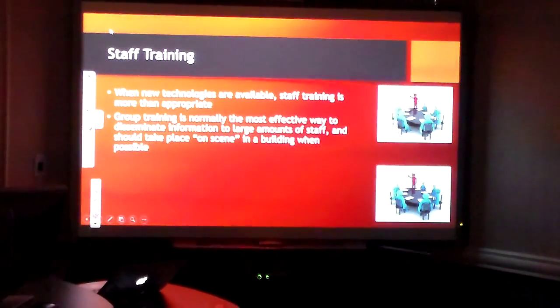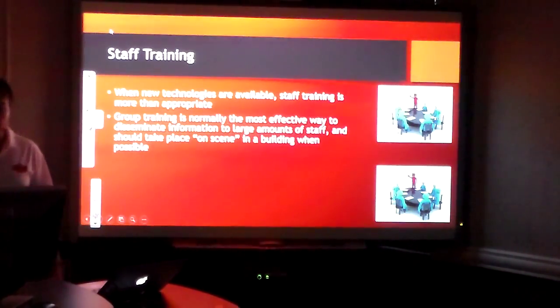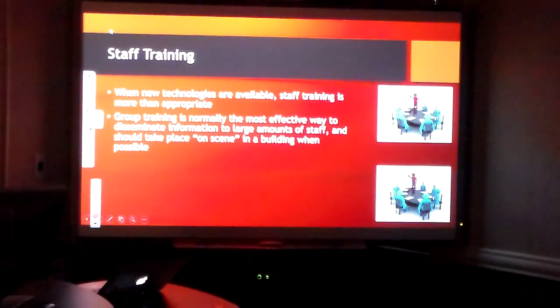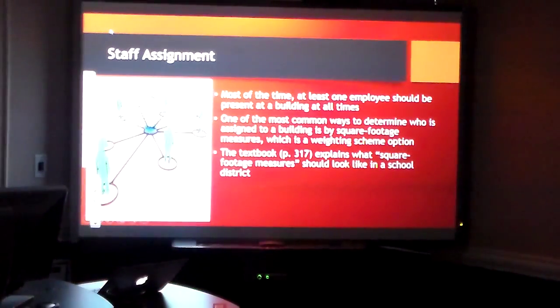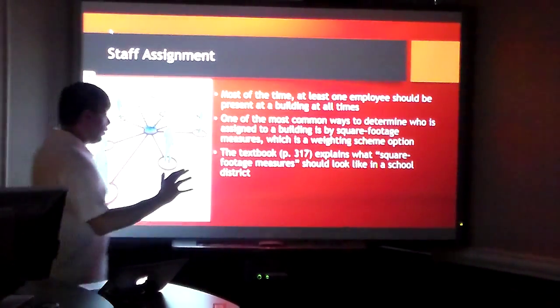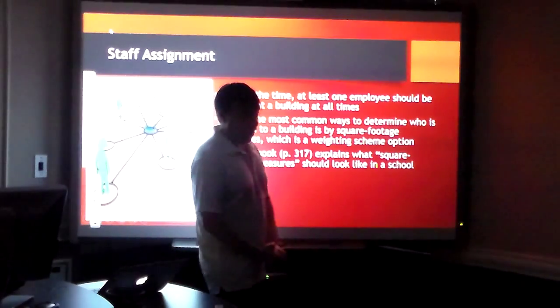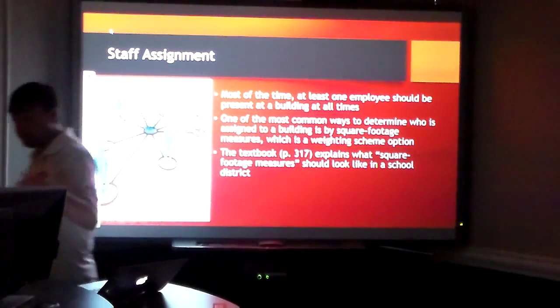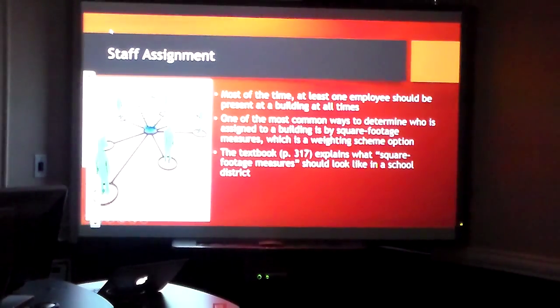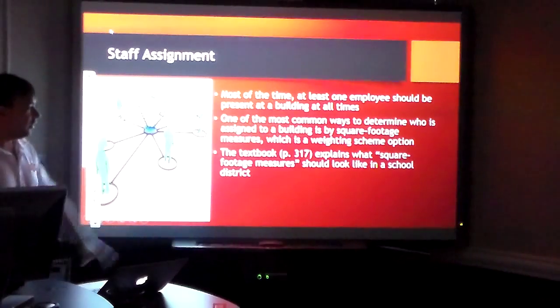If new technologies come, staff training should be done. Group training is normally the most effective way to handle this, but we need to make sure that it's done on scene in a building where this is actually possible to do. Staff assignment. My belief is that one employee has to be present in a building at all times. Meaning, your custodian, your maintenance worker, one person should be in a building at all times. That prevents against theft and protects the building.